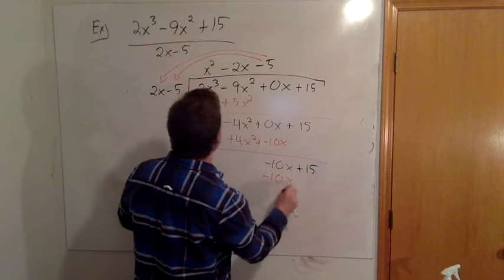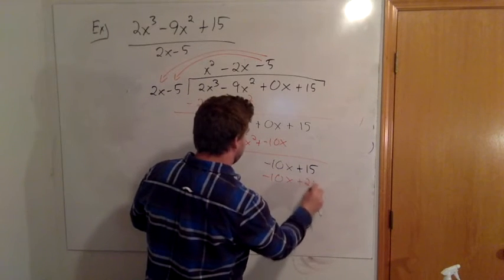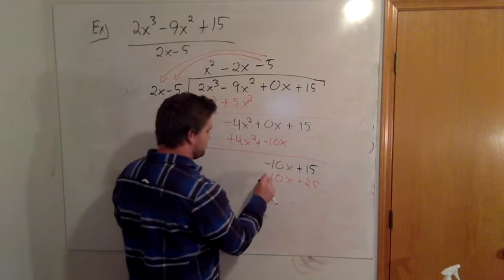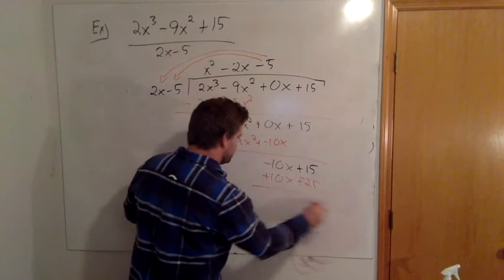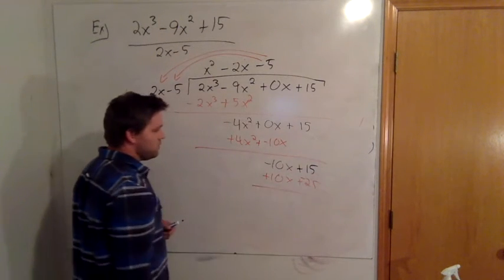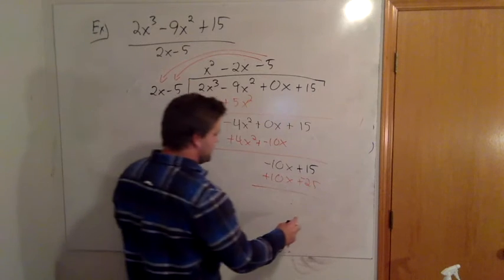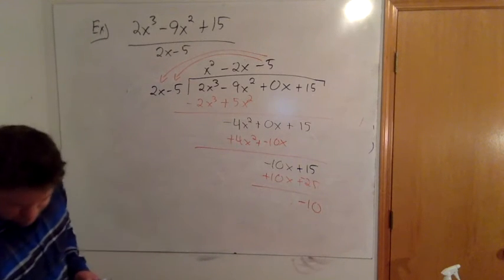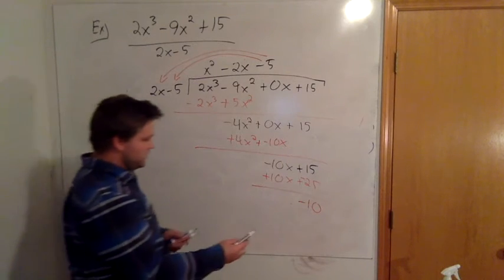It looks like we'll get a negative 10x plus 25. And then we're going to want to subtract, so I'm going to go ahead and flip all those signs. And then we'll add, so here I'll get a 0. 15 take away 25. What do we get there? I think we're going to get negative 10. And this will be our remainder.